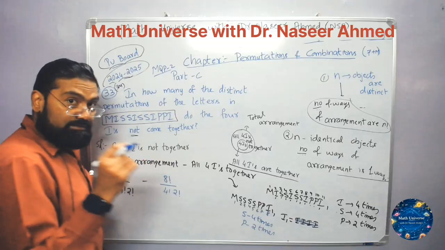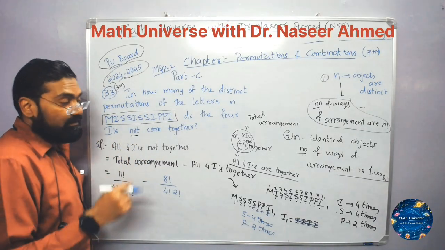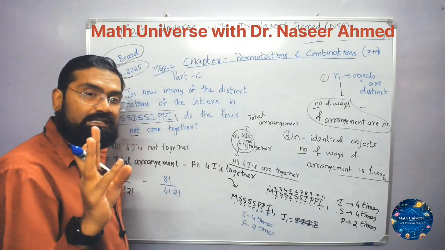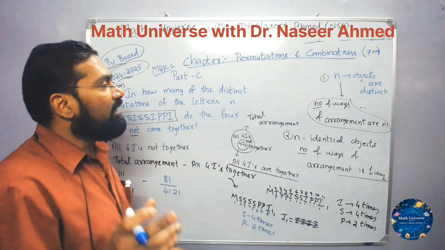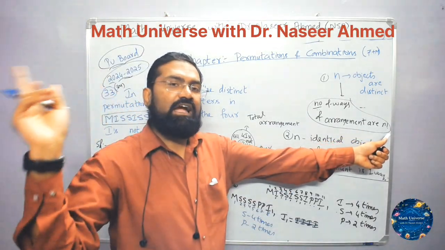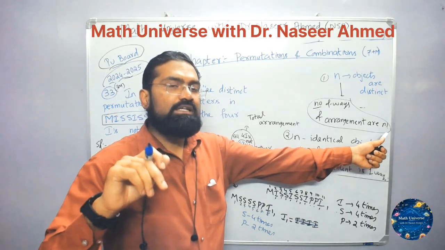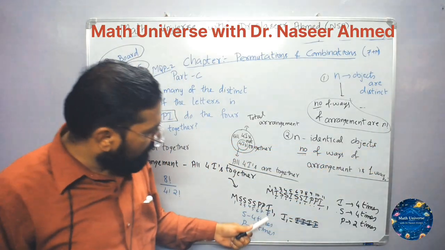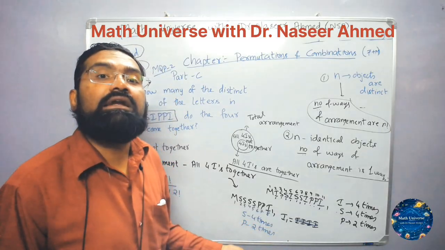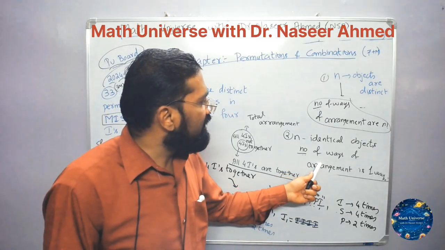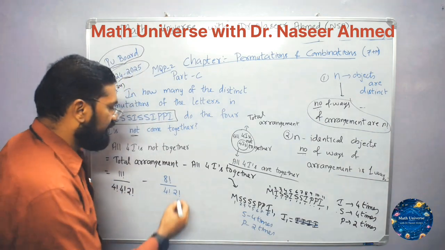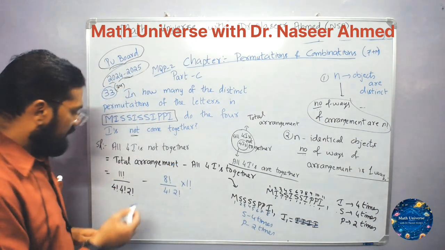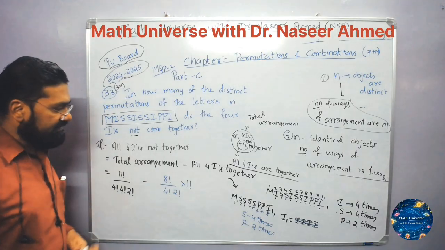Now comes the difference. In the vowels problem, when we wanted to arrange them together, we had 5 distinct objects, A, E, I, O, U, that can be arranged in n factorial ways, so 5 factorial ways. But here, we have 4 objects, but all are identical. The number of ways of arranging identical objects is only one way. So into 1 factorial. Now let us simplify this.